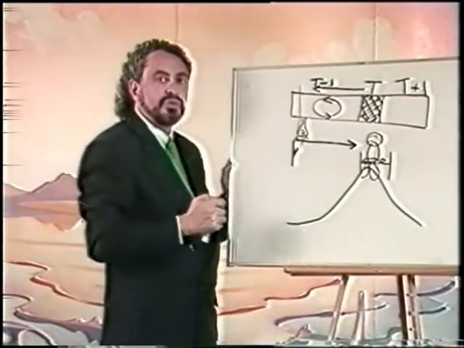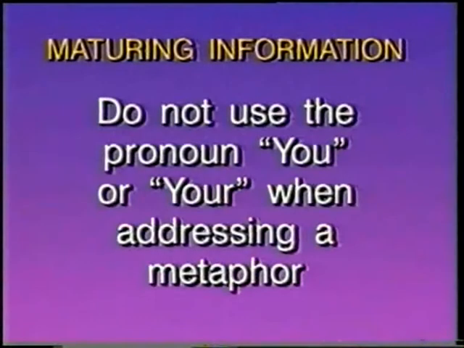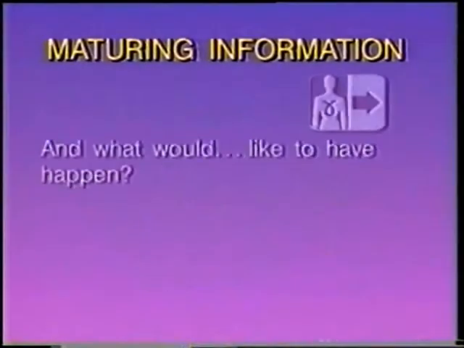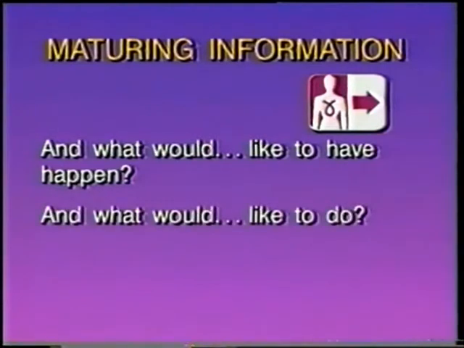So here are the questions we ask to mature the metaphors once we find them in T-1, and as we grow them towards T, they then go from bad to worse. Now the first question you always ask of the metaphor, which means you don't include the pronoun you or he or she. So if the metaphor was a knot, and what would the knot like to have happen, and what would the knot like to do? And that's a question that goes directly to the metaphor.